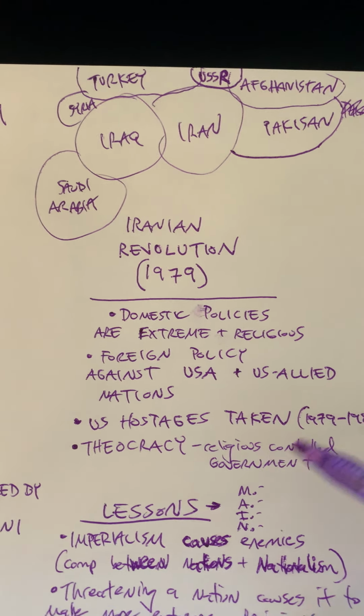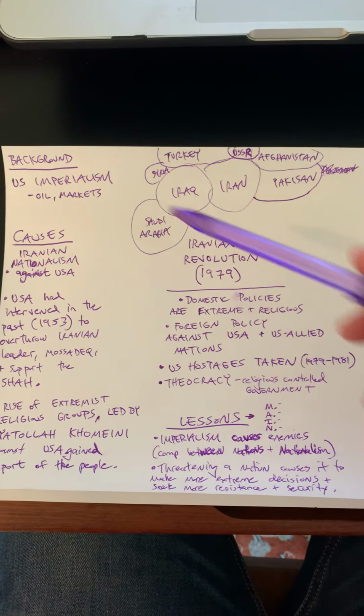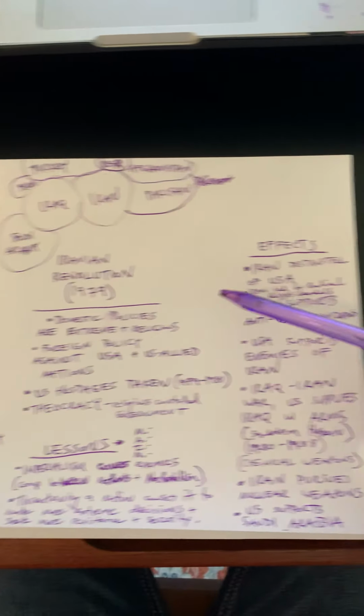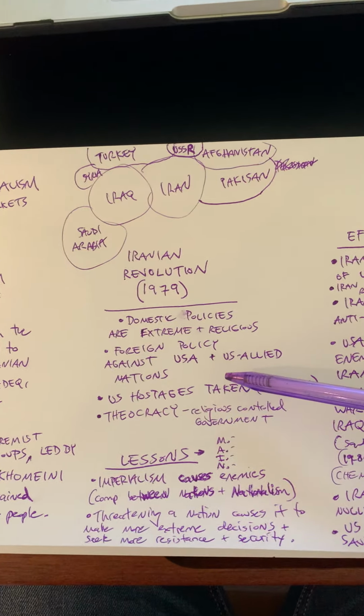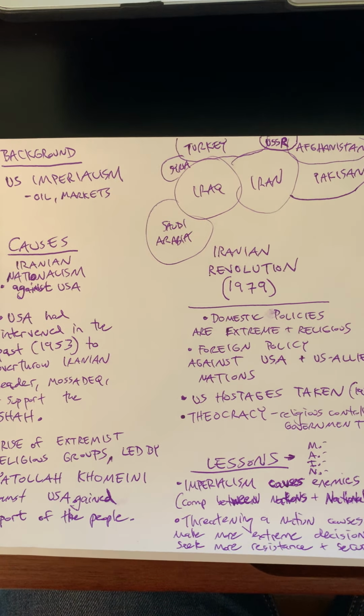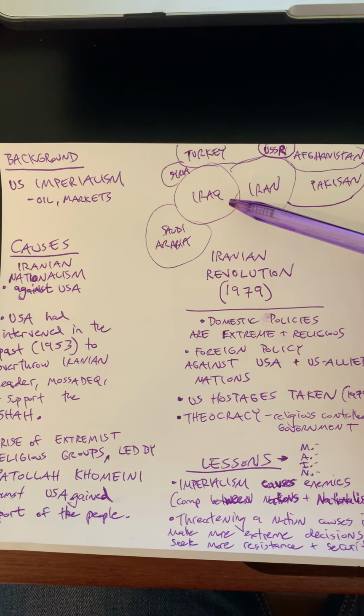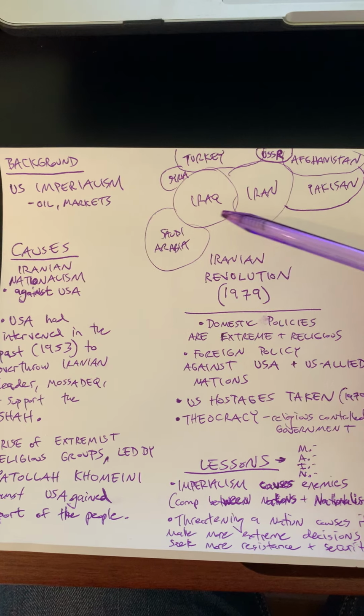Okay, and so why did this happen? Well, let's go back. There's going to be background and causes, effects, and some lessons learned, okay? So the background is that you have U.S. imperialism for Iran's oil and their markets. Markets meaning their large population that the U.S. can sell its goods to, and also their oil.